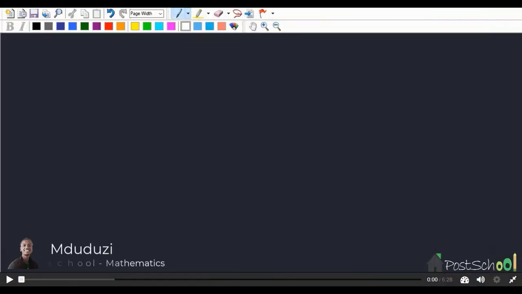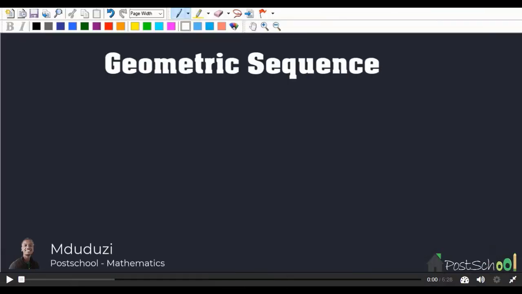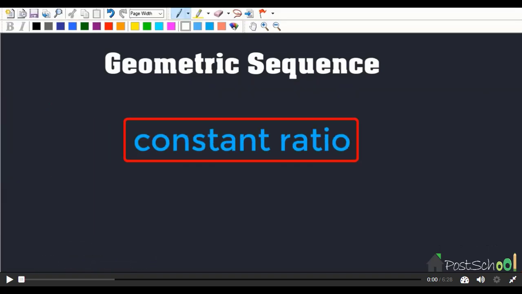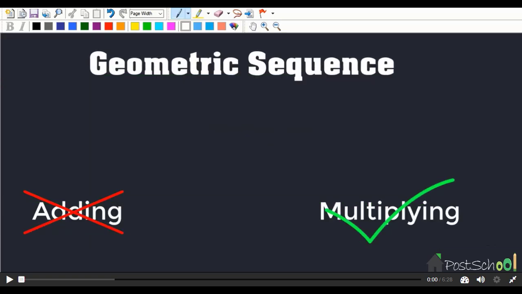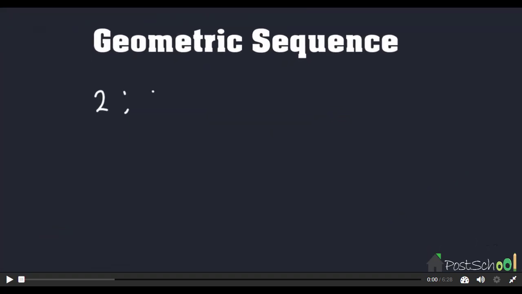Alright, so now let's talk about a geometric sequence. A geometric sequence is a sequence with a constant ratio. Unlike the arithmetic sequence, which has a constant difference, the geometric has a constant ratio, which means we are not adding to the previous term, but we are multiplying the previous term. For example, let's look at this sequence. We have 2, 4, 8, 16.